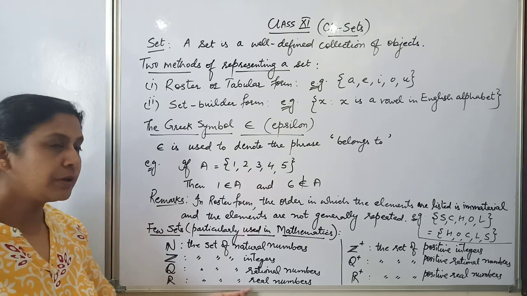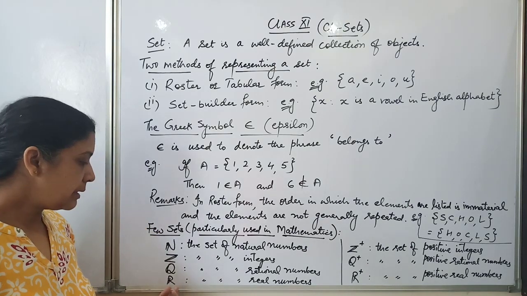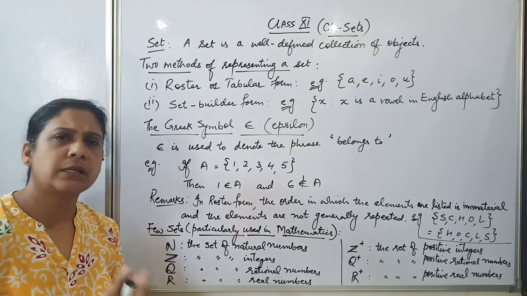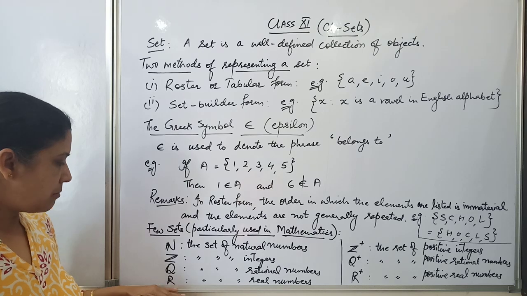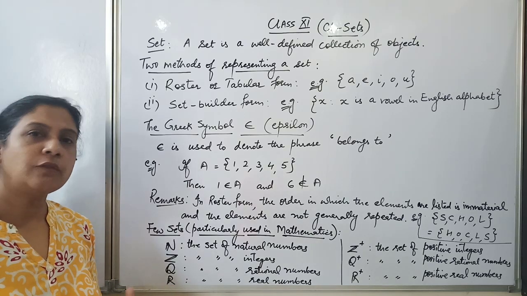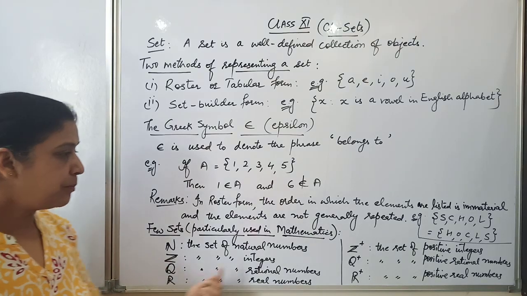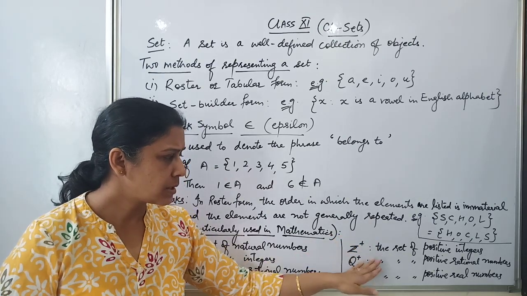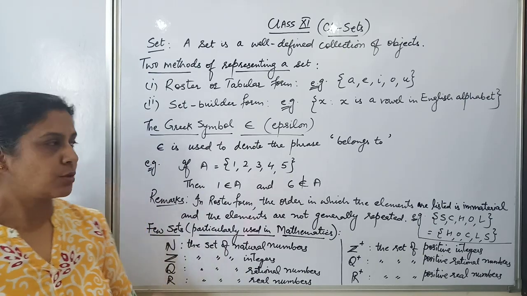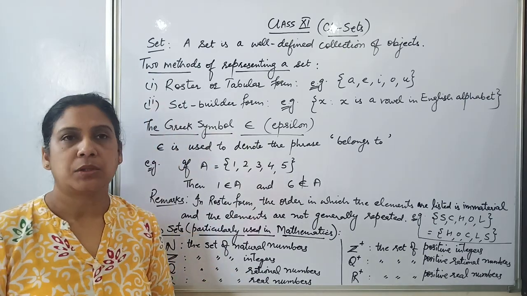R, the set of real numbers. This R has all the real numbers, that is integers, naturals, rationals, everything in between, and all the numbers which are irrational. So this is the set of all the real numbers. And if I put a positive sign on this side, it becomes positive integers, positive rationals, positive real numbers. So this is a basic idea about the sets.